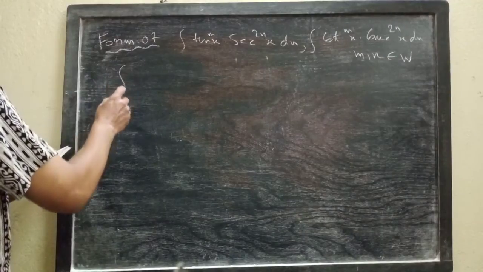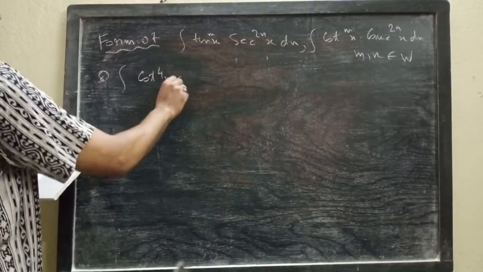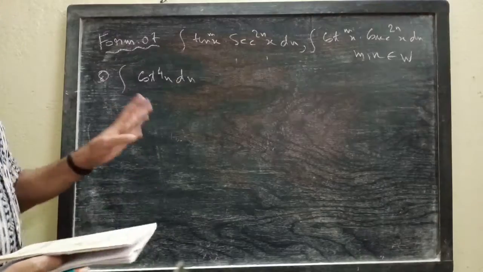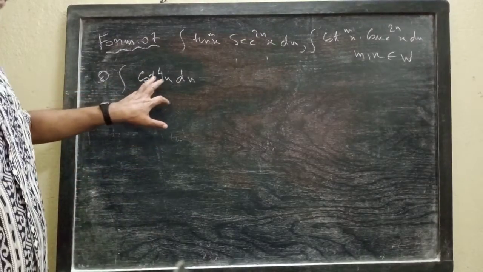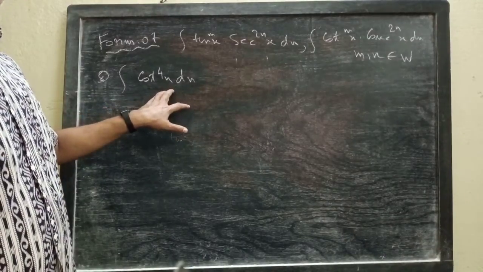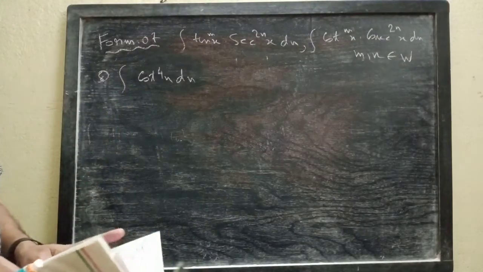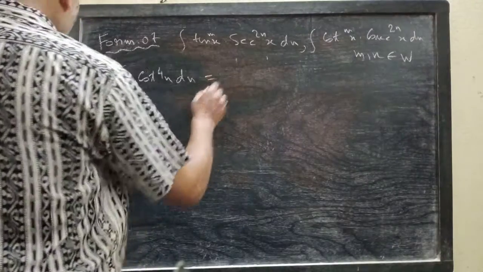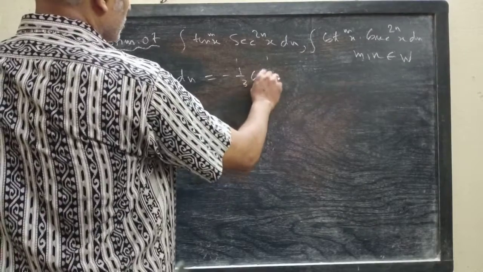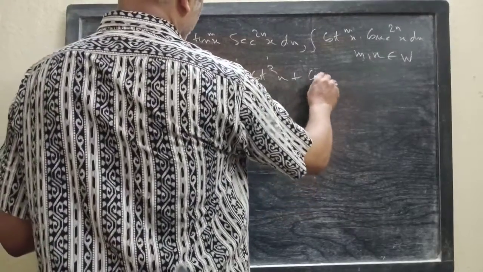Integration of cot to the power 4x. Number 8. Yes, I am keeping this as your homework. The process will be similar. First split this cot to the power 4x into cot square x into cot square x. Then split the second cot square x into cosec square x minus 1. Then split into two integrals, and in the similar process you will get your result. The result will be minus 1/3 cot cube x plus cot x plus x plus c.